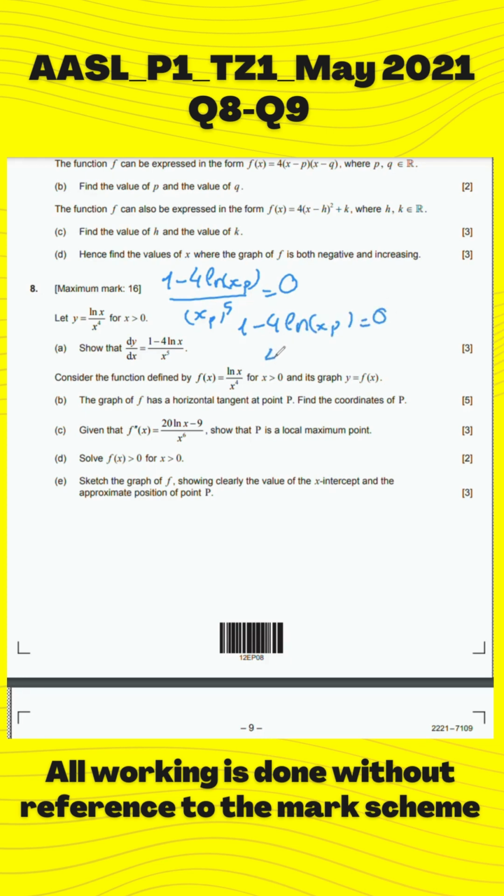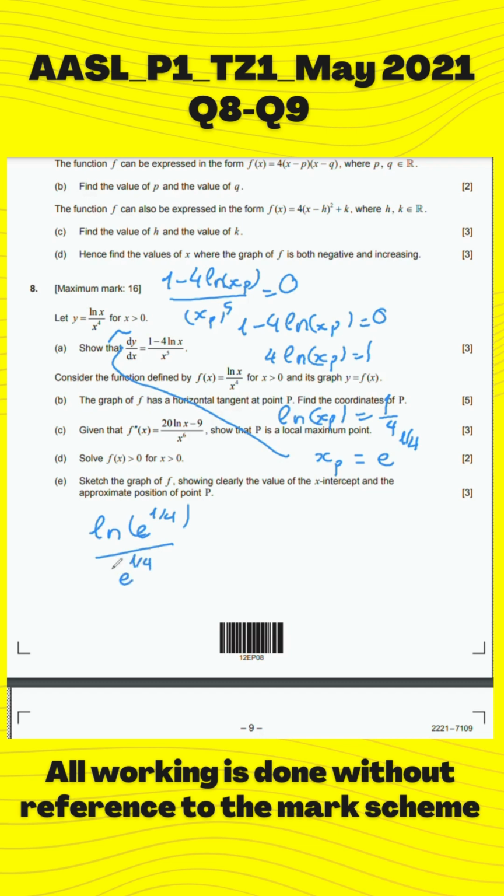So 4 ln x_P equals 1. So we'll have ln x_P equals 1 over 4. That means x_P will equal e to the power 1 over 4. Now we need to find y. By substituting this into the function, we will have ln of e to the power 1 over 4, divided by e to the power 1 over 4 and then to the power 4 one more time. So it will be 1 over 4 divided by e, which is 1 over 4e. So the coordinates of P will be e to the power 1 over 4 and 1 over 4e.